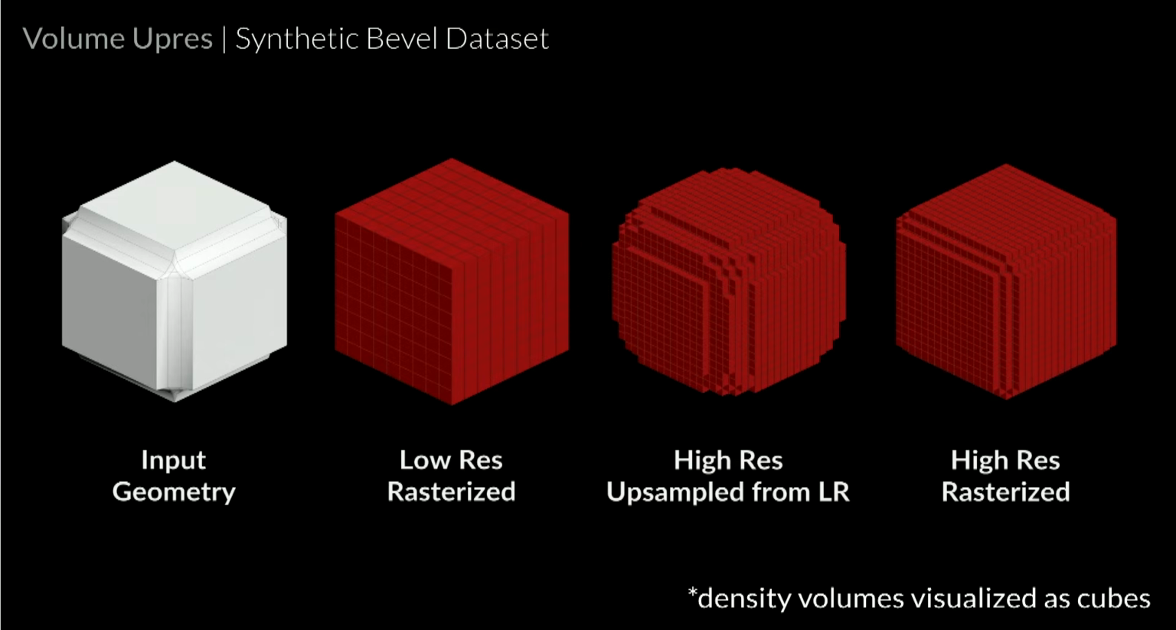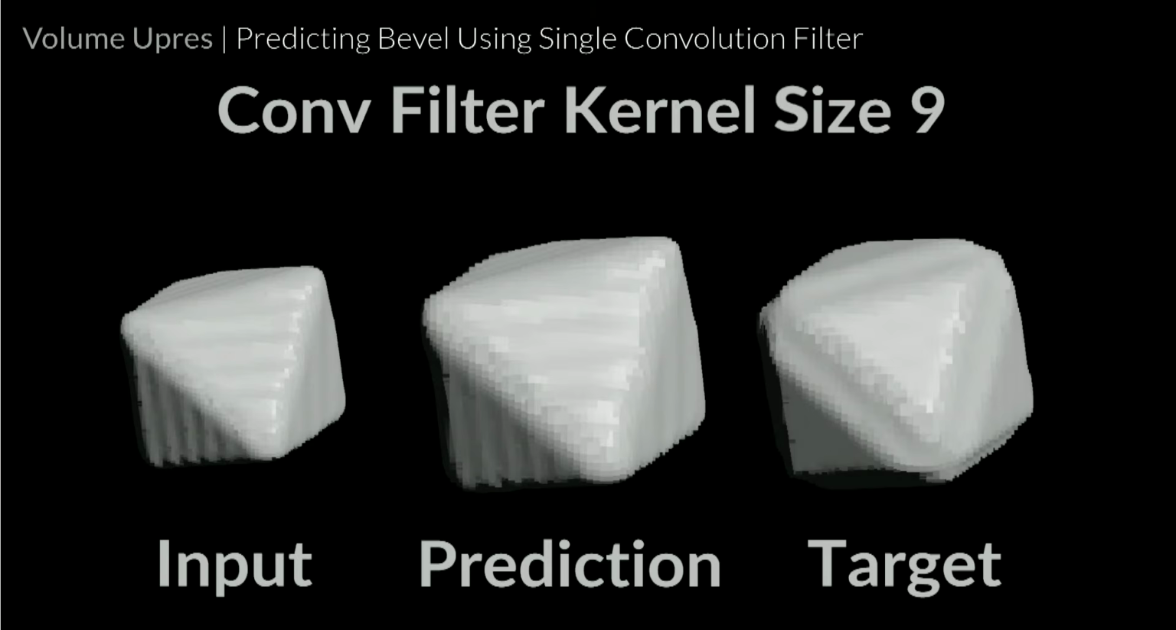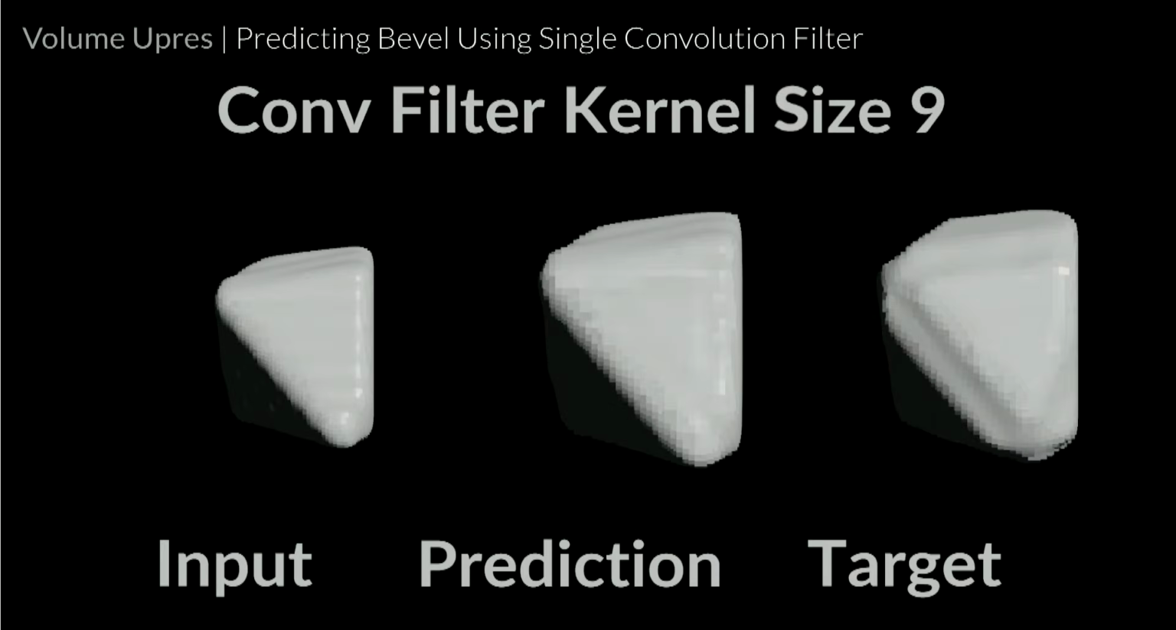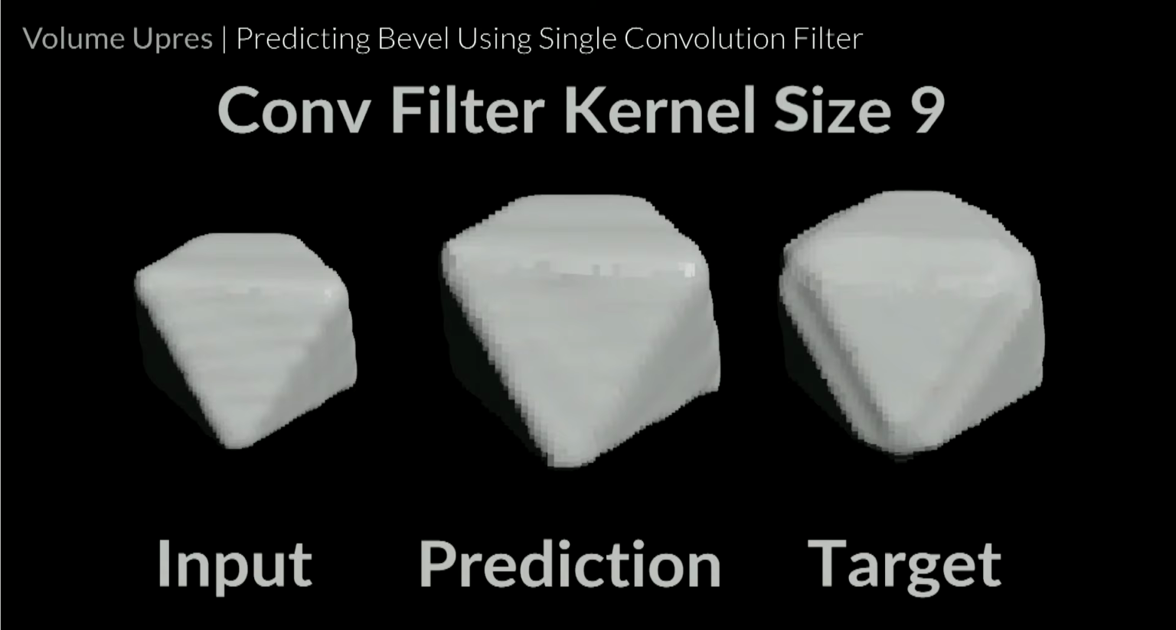This is a beveled cube, rasterized at 2 different resolutions. One that cannot capture the bevel detail because the resolution is too coarse, and one where you can see the bevel in the voxel representation. The red one in the middle shows what you would get if you upsample a low-res one with a naive approach. When we train a single convolution filter, we cannot pick up on the bevel. The filter gets applied the same way across the whole geometry. The model can't understand that there should be a bevel on the corners.